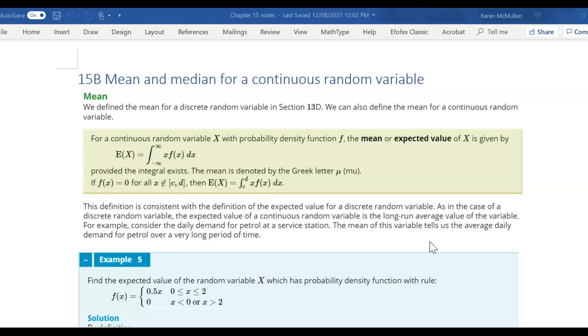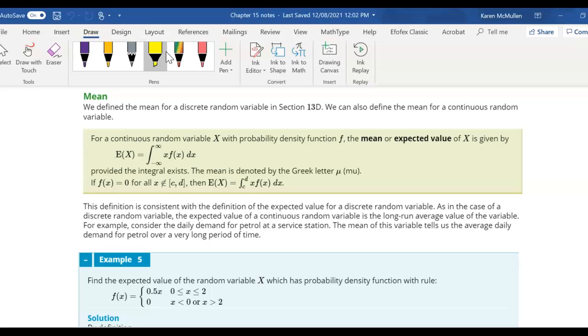So in 15B, we're looking at the mean and median for continuous random variables. Remember we've done the mean for discrete random variables. We did that back in chapter 13. And now we're going to do the mean for continuous random variables. So we look at the mean first, and then we'll look at the median. Now, not overly difficult. Even though 15A and 15B are quite long, they're not necessarily overly challenging, not introducing new content to you. So let me just get my highlighter.